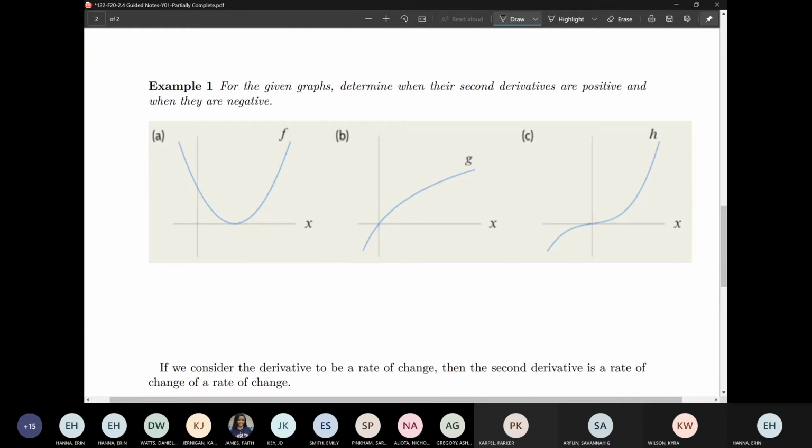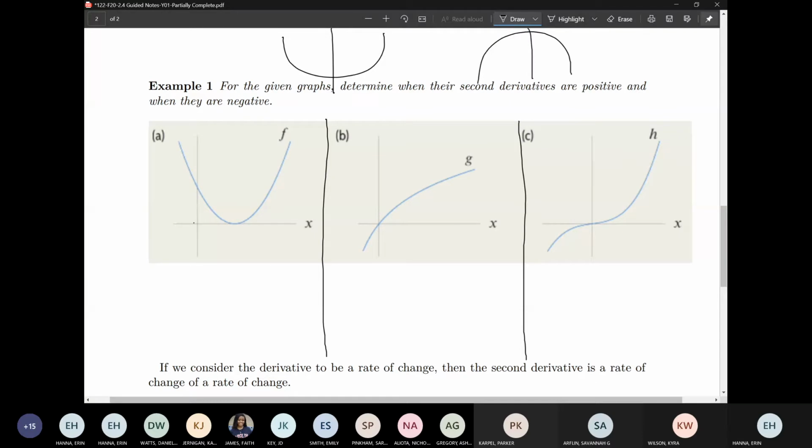So for the given graphs, determine where their second derivatives are positive and when they are negative. I'm going to split this up so that I don't write too much in each piece. So again, we've got our concave up and concave down options. If we look at part A, that entire graph just looks like the concave up option. So we would say that, since it's always concave up, let me write that, concave up everywhere.